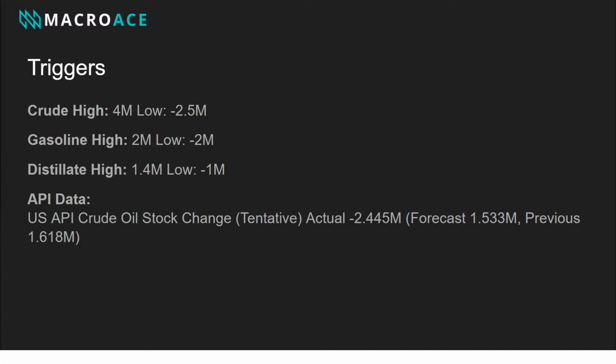But if we're looking at the crude oil stock change data that we'd seen last night, it did show a draw of minus 2.445 million, compared to the forecast for a draw of 1.533 million, and compared to the prior of 1.618 million.